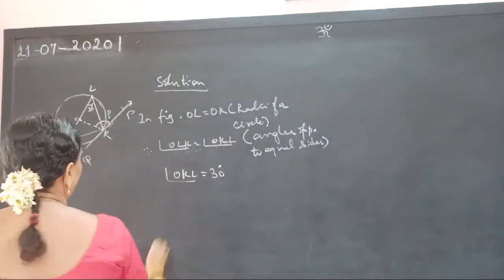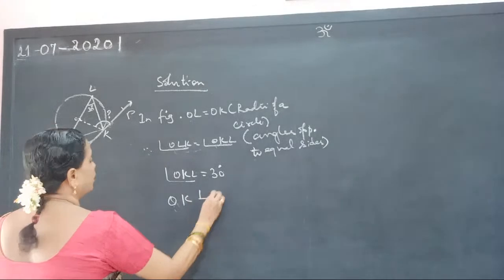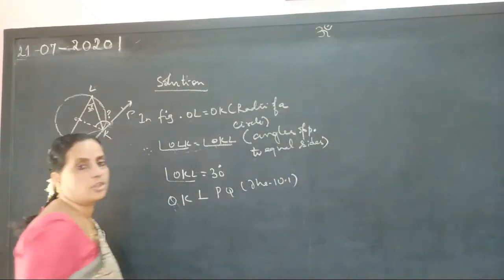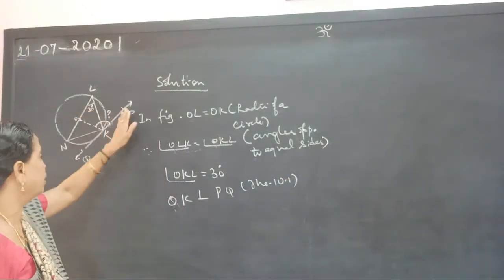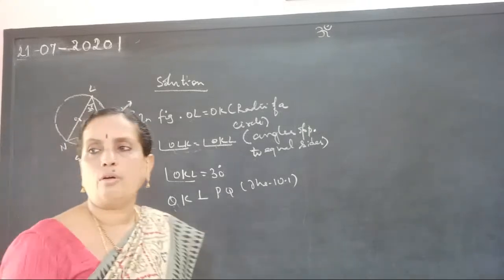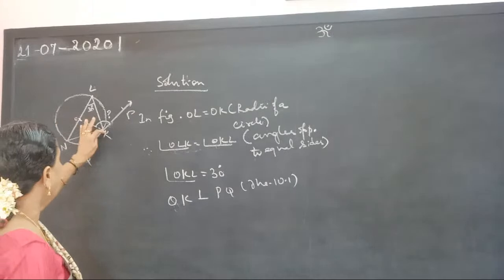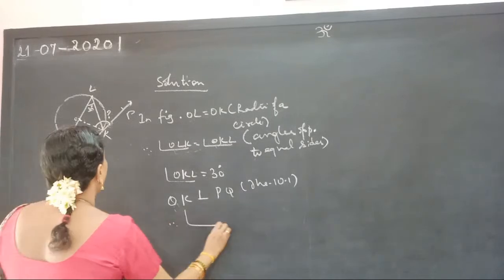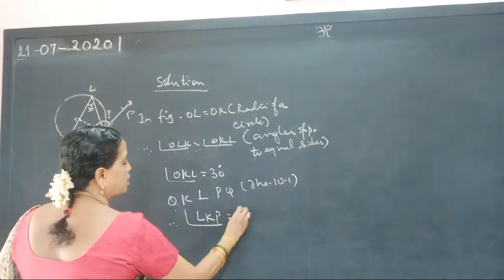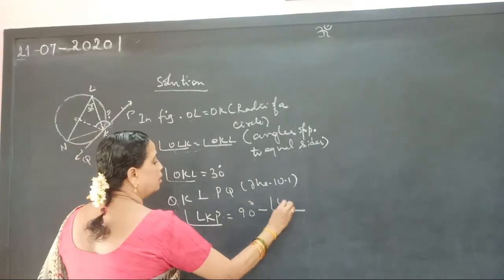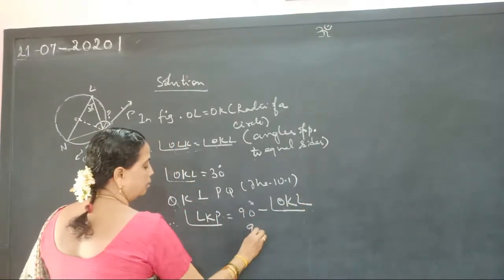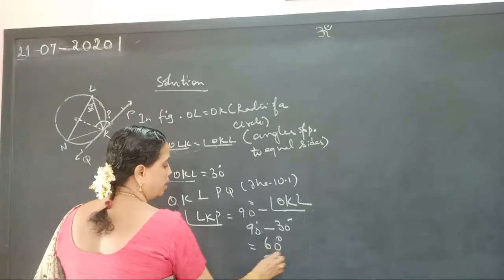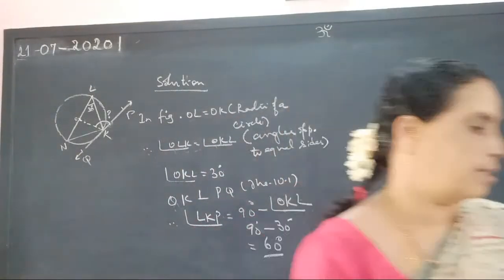Why is it 60 degree? OK is perpendicular to PQ. Theorem 10.1: the radius drawn from the center is perpendicular to the tangent at the point of contact. So when OK is perpendicular to PK, this whole angle will be 90. Therefore, angle LKP equals 90 degree minus angle OKL. 90 degree minus 30 degree equals 60 degree. Is this clear? How it is 60 degree?